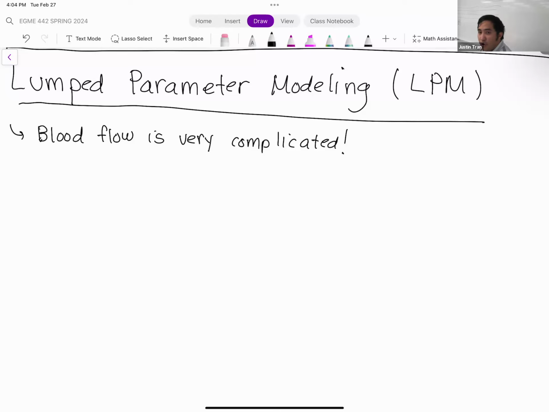To this day, there's still a lot of research being done to better understand blood flow and the long-term effects and how it affects things like disease. So in order to perform an analysis or do any kind of useful work with a complicated subject like this, we always resort to something called modeling.